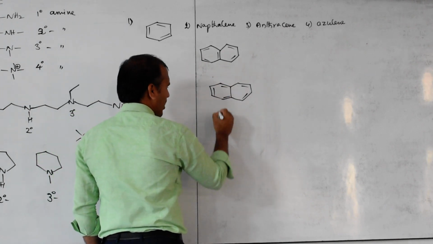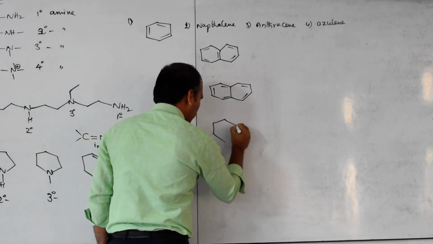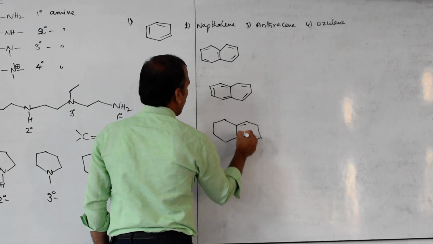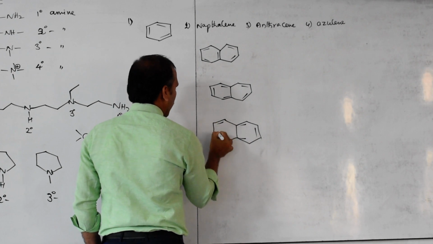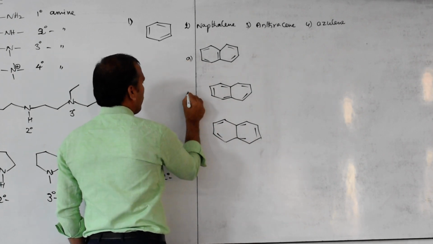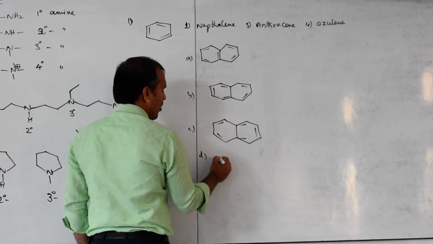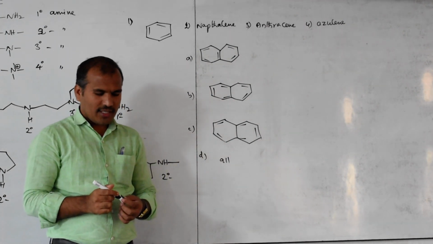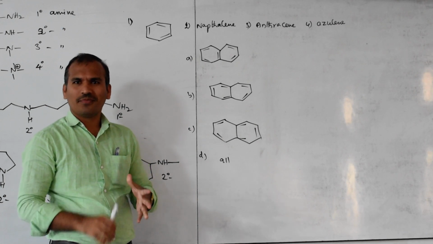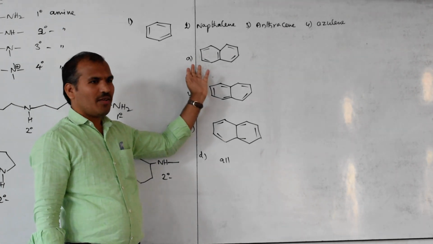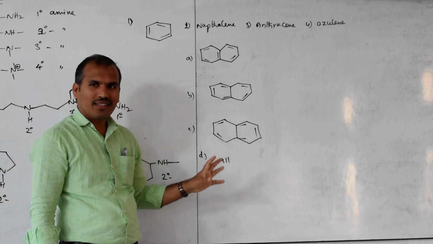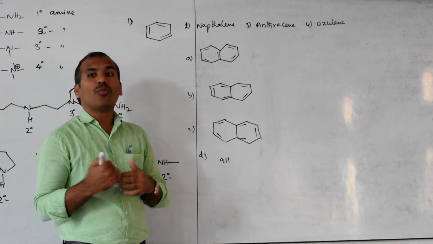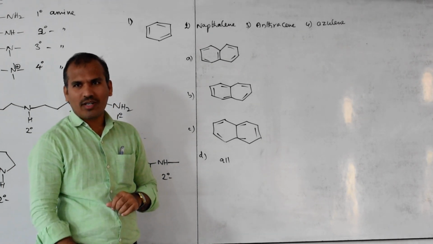This is A, this is B, another is C. Options A, B, C, D, all. In naphthalene, which of the following structures is more stable? Very good, A is more stable. The remaining are not stable. Reason? When benzenoid structures are there, they are more stable than the non-benzenoid structure.